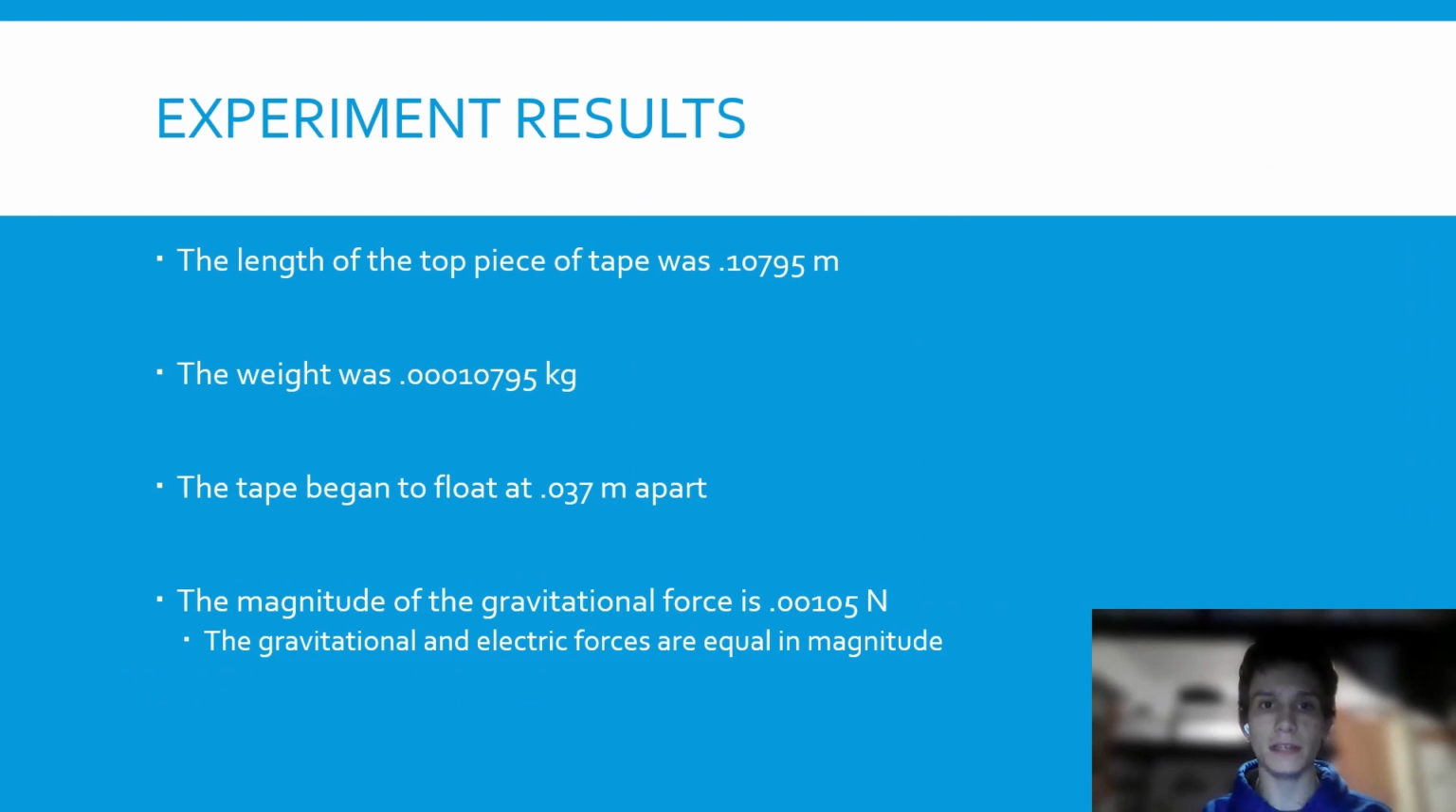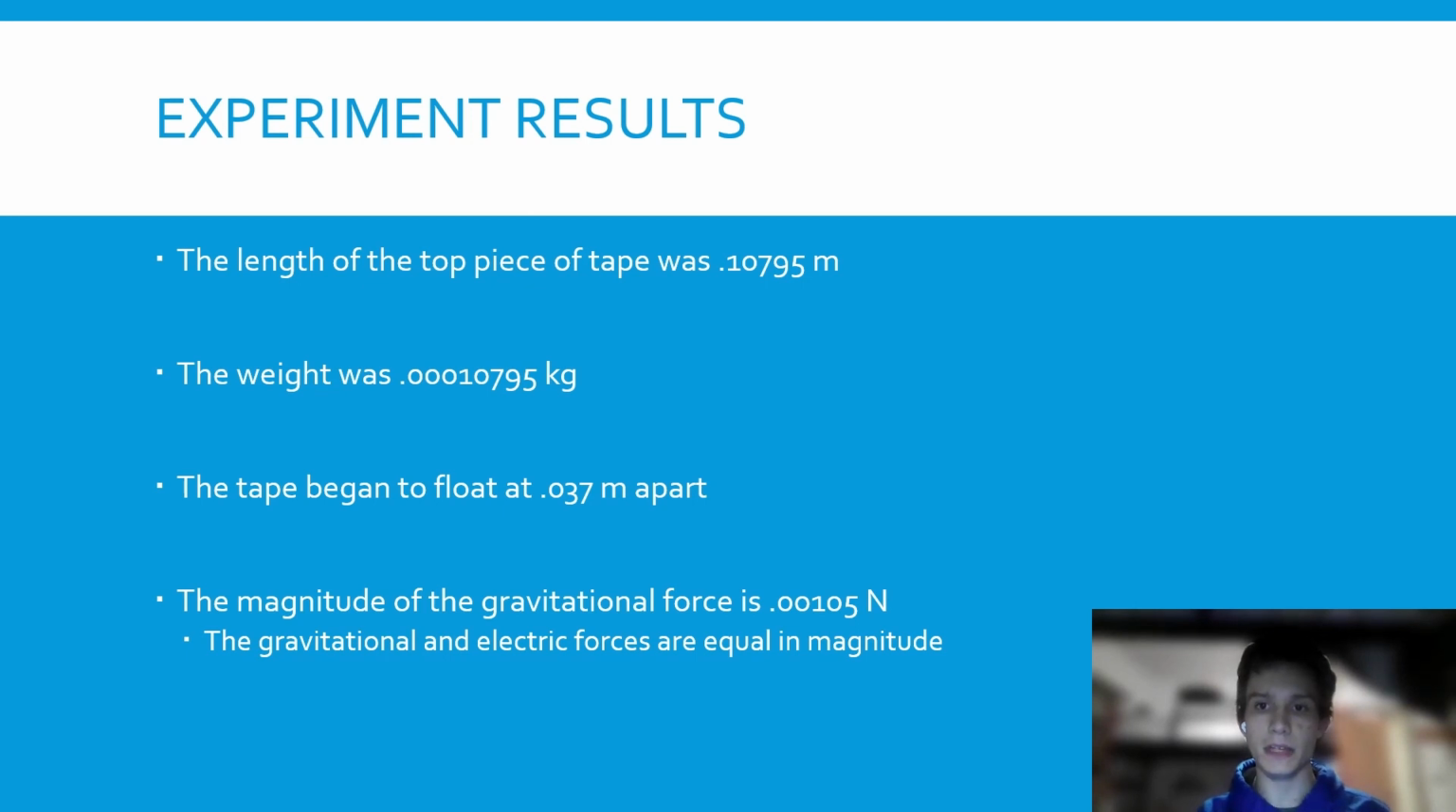After finding the distance, I had to find the amount of excess charge on one of the pieces of tape. To do this, I needed the weight. The piece of tape was around 10.795 centimeters long, and around a meter of tape is 1 gram. This gave me a total weight of around 0.0001 kilograms. Using the equation force of gravity equals mass times 9.8, I found that the magnitude of the gravitational force was 0.00105 newtons. The electric force was equal to the gravitational force in this instance, so it was also 0.00105 newtons.